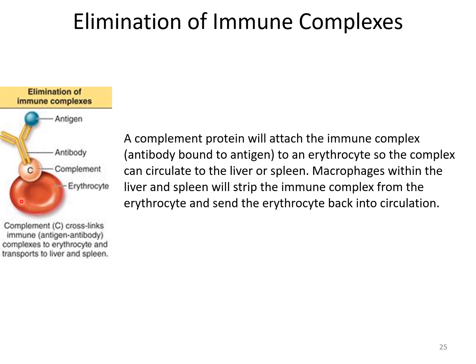And then the red blood cell acts as kind of like a shuttle, and it will bring this whole thing to the spleen. Then you've got macrophages that live in the spleen. It could also go to the liver, and it will strip the immune complex and then put the erythrocyte back into circulation.